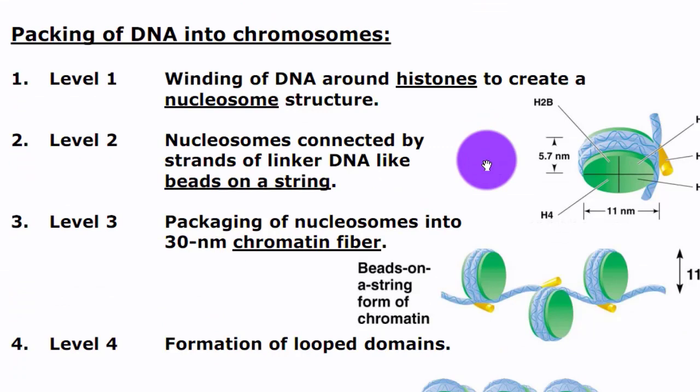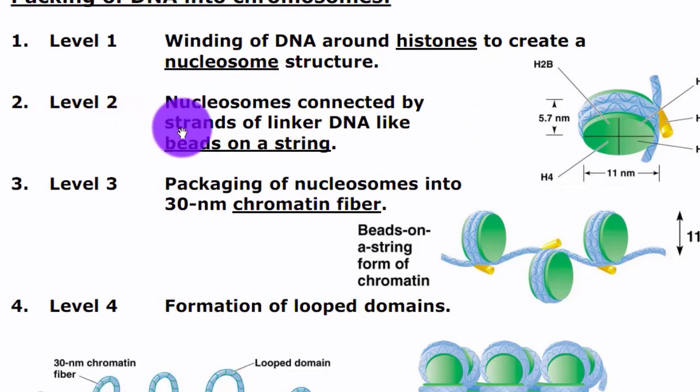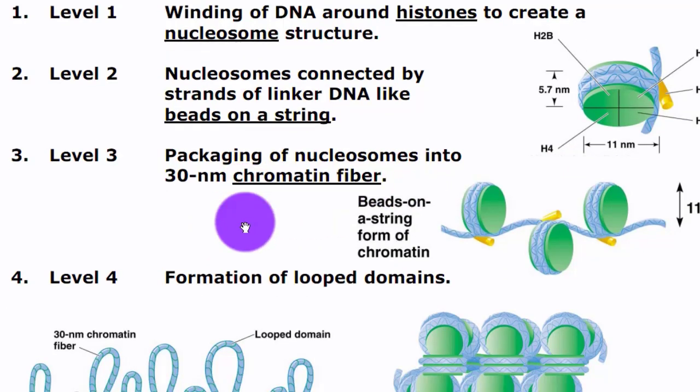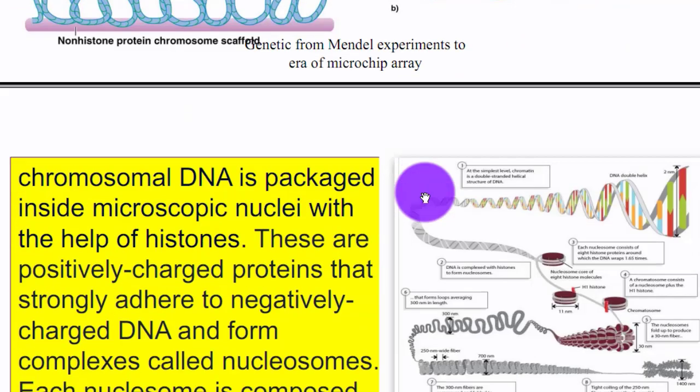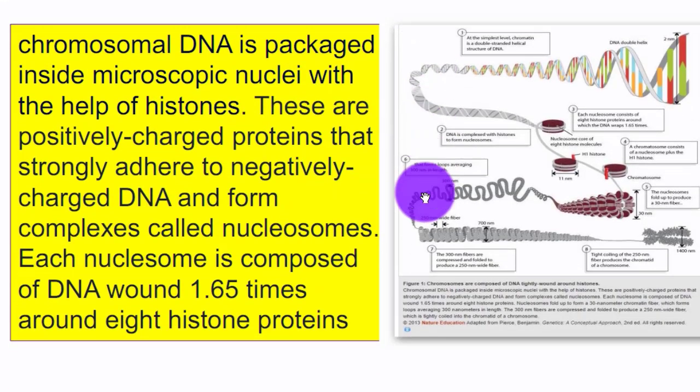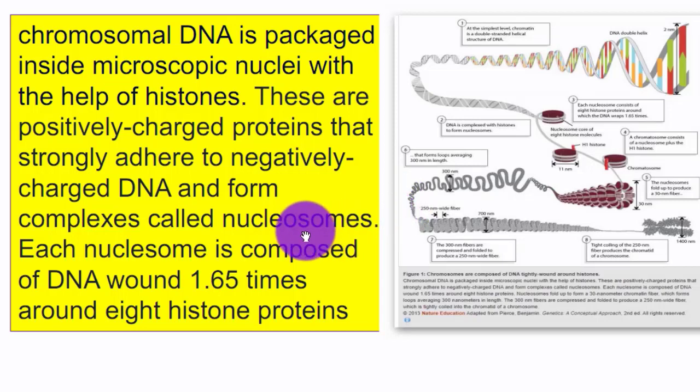Packing of DNA inside the chromosomes. Level 1, winding of DNA around histones to create a nucleosome structure. Level 2, nucleosomes connected by strands of linker DNA like beads on a string. Packing of nucleosomes into a 30 nanometer chromatin fiber. Formation of looped domains. Chromosomal DNA is packed inside the microscopic nucleus with the help of histones. These are positively charged proteins that strongly adhere to negatively charged DNA.